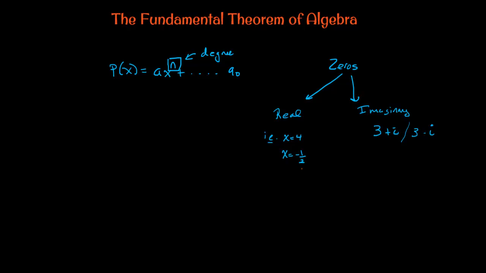And then within our real category, we can have irrational zeros, like 3 plus square root of 2. We're going to learn that if 3 plus square root of 2 is an irrational zero, then 3 minus square root of 2 is also going to be an irrational zero. So for right now, let's focus on these irrational zeros and how they come about.